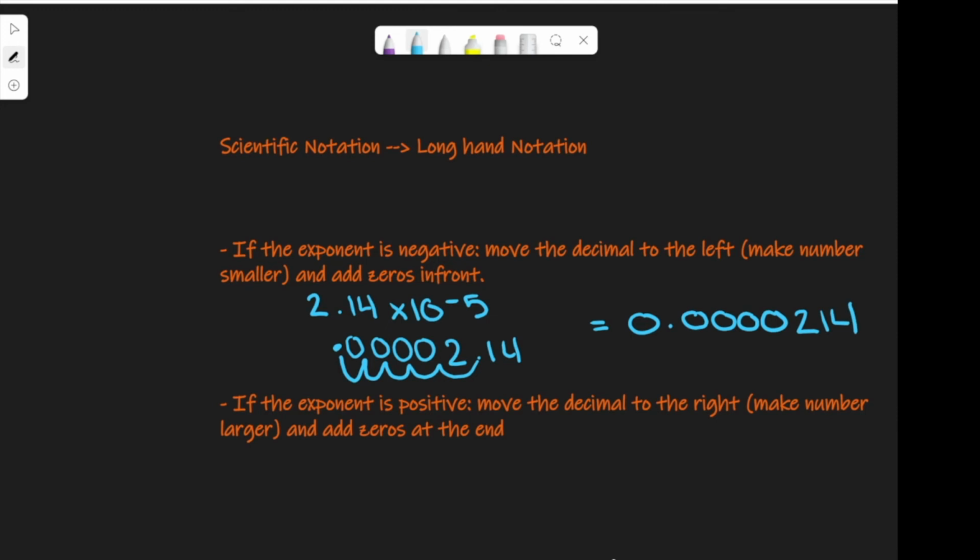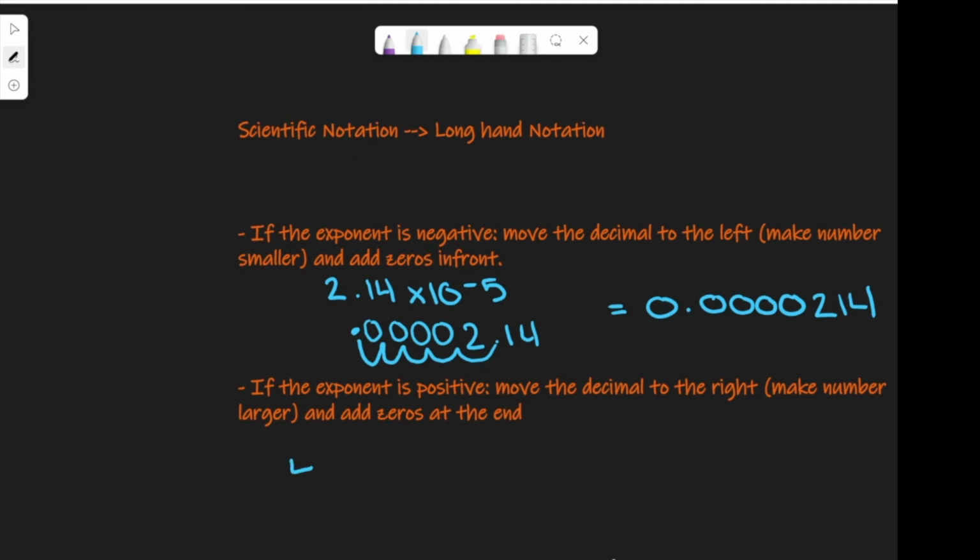Now, if the exponent is positive, I'm going to move the decimal to the right and make the number larger and add zeros to the end. What if I have 4.534 times 10 to the 7th?